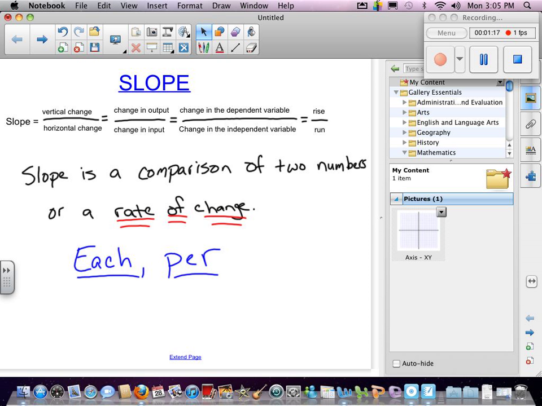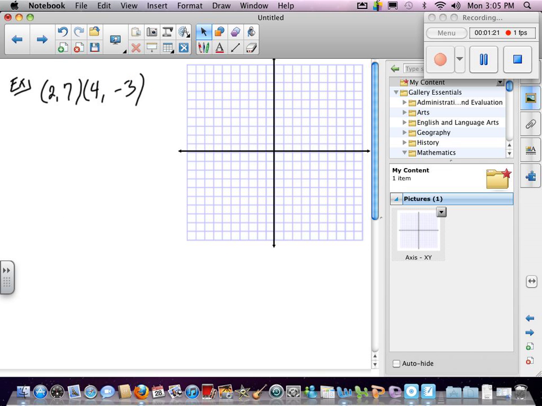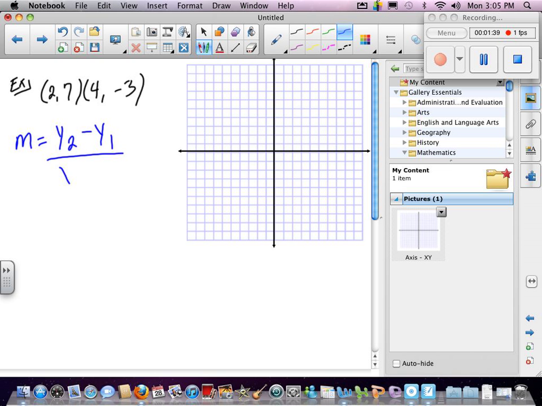The next thing that we're going to talk about is we're actually going to do an example. We're going to use these two ordered pairs here, (2, 7) and (4, -3). And I'm going to do it two different ways. I'm going to graph it, but I'm also going to use the formula. I'm going to start out by giving you the formula. The formula is m is equal to y2 minus y1 over x2 minus x1. So we're going to label these ordered pairs as x1, y1, x2, y2. Then we just go ahead and substitute in and simplify.